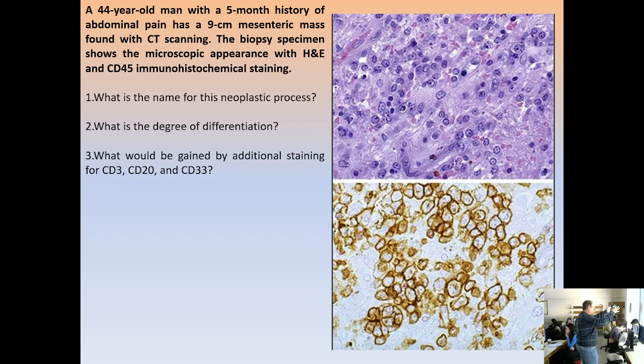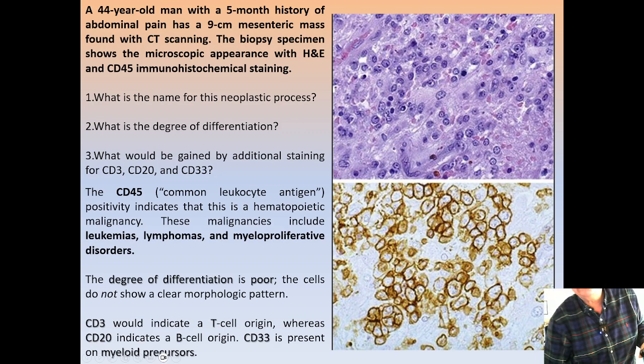If it is a tumor in a specific site, it's a lymphoma. If these cells circulate in the blood, it's a leukemia. All right? And if the cells are immature, we have CD33. If the cells are mature and they are of T cell origin, they express CD3. If they are of B cell origin, they express CD20. All right, some markers of immunohistochemical staining.